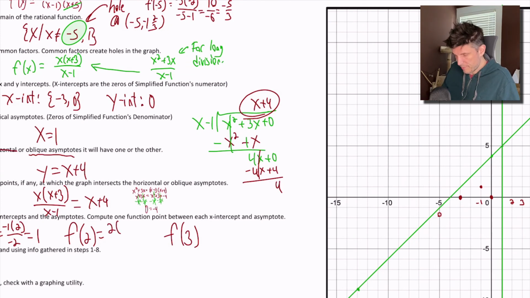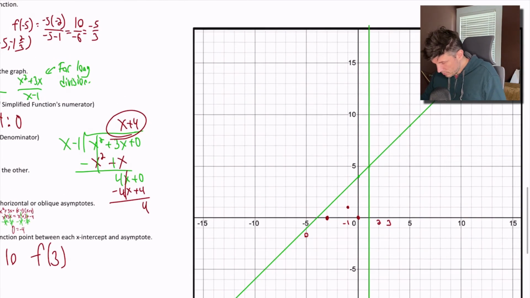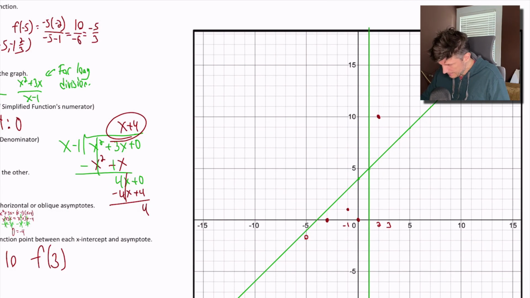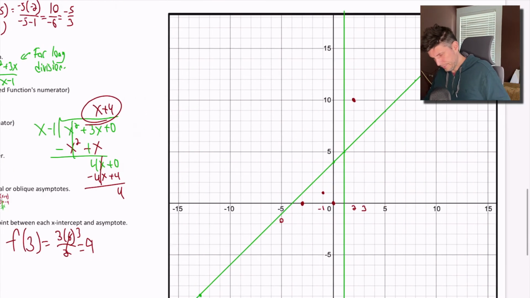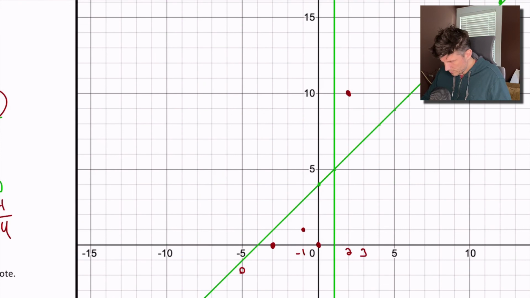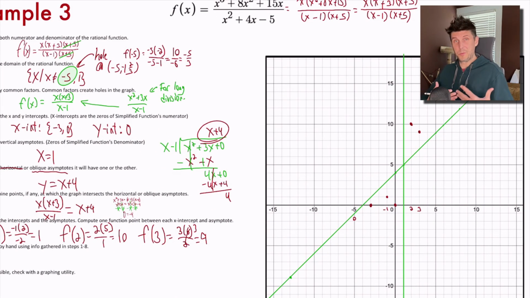f of 2 is 2 times 2 plus 3, which is 5, over 1. So it's just going to be up at 10. So f of 2 is at 10. And f of 3 is going to be 3 times 6 over 2, which equals 3 times 3, which is 9. So right there.